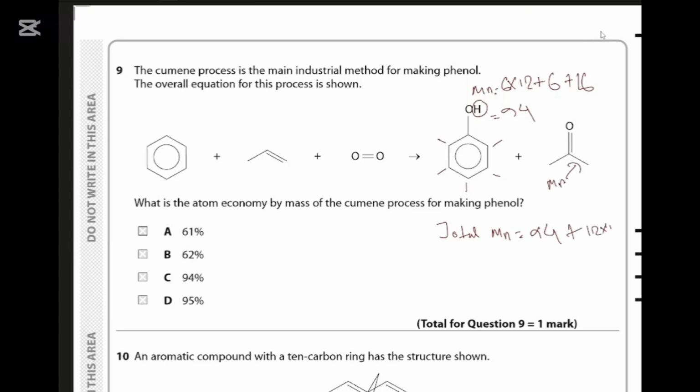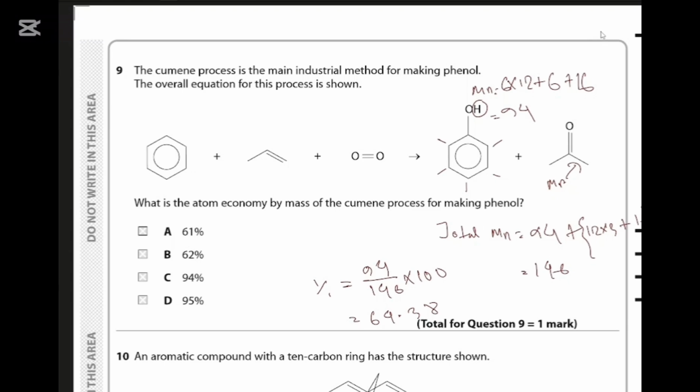So we have 12 times 3 plus 16, plus 12 times 3 plus 16, which is 146. Therefore, our percentage is 94 divided by 146 times 100. This gives us 64.38, and it seems we don't have the answer here. So I must have made a mistake somewhere.